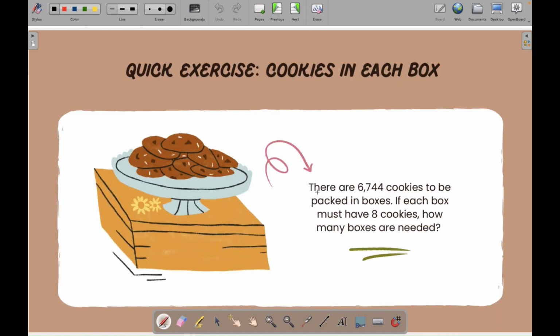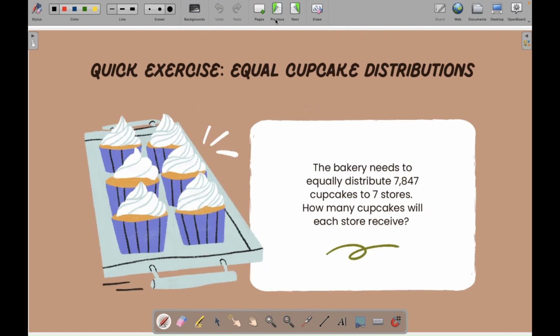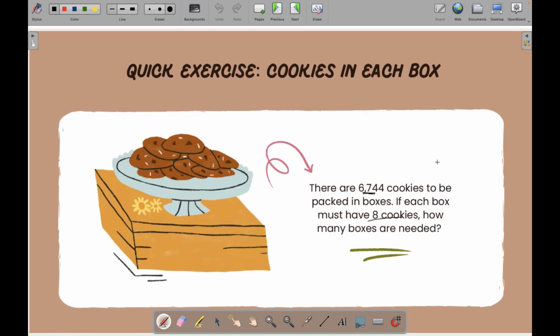Now there are 6744 cookies to be packed in boxes. If each box must have 8 cookies, how many boxes are needed? Again, you have to pack these in boxes. And each box must have 8 cookies. So you have to find, so they are having equal number of cookies, remember. So you have to find how many boxes are needed. So you just divide 6744 by 8 to get the number of boxes. Right, so let us do this question.